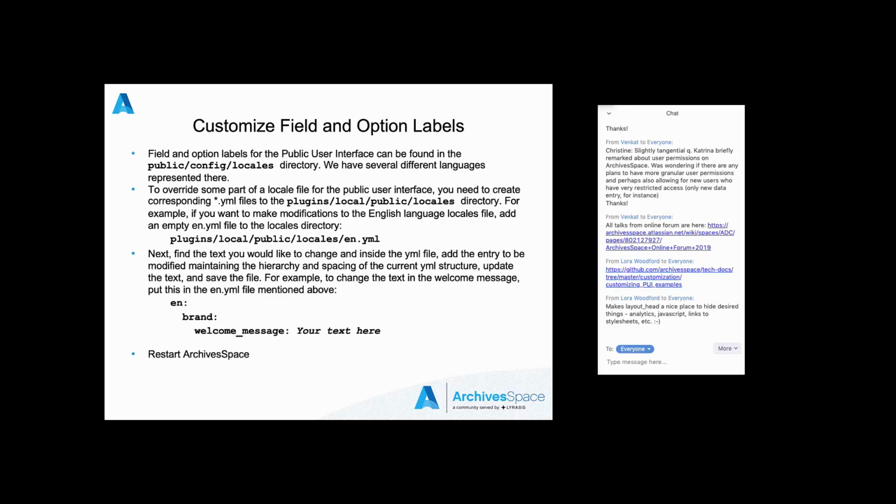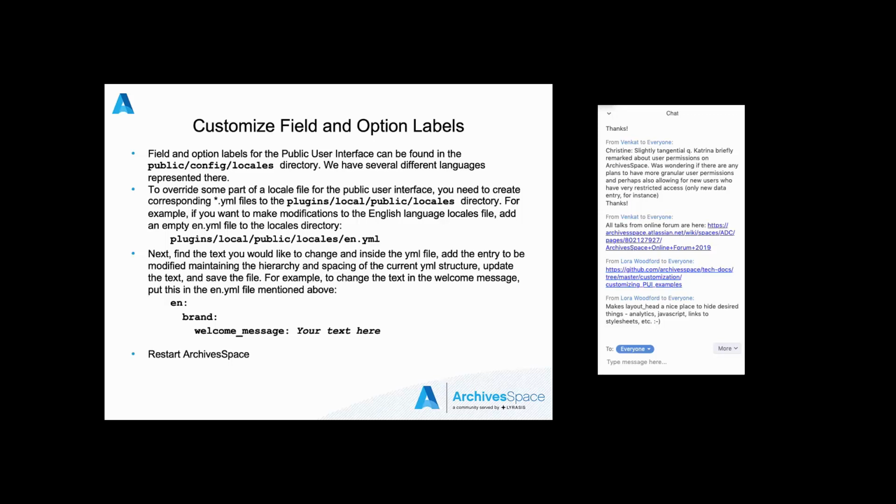Next, what you would do is find the text that you want to change inside that file. You want to add an entry to be modified, maintaining the hierarchy and spacing of the current YAML file structure, update the text, and save the file. One thing that's really important with YML or YAML files is the spacing is very important. You always have a 2-space indentation from the previous line to keep it in the current hierarchy. And you move 2 spaces at a time to move back up the hierarchy.